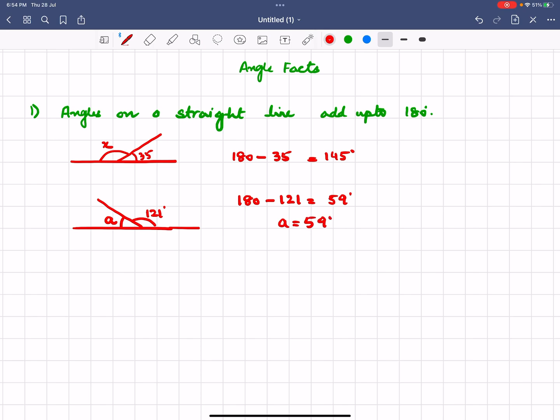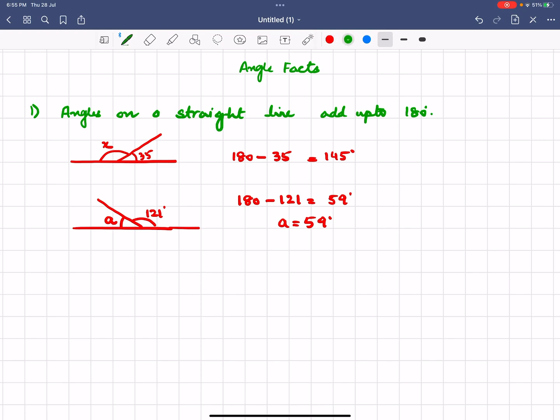In some questions, the question also asks you to write the reason. For what is the reason of your answer? Then in that case, you need to write the angle fact that you are using in this equation, because angles on a straight line add up to 180 degrees. Moving on to the next angle fact.